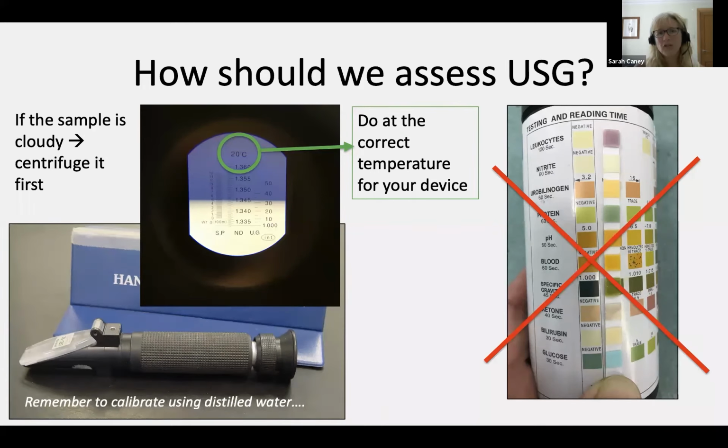A couple of extra points to make at this point: firstly, if your sample looks very turbid, very cloudy, then that can affect the USG, because the urine specific gravity is measuring solutes and anything really in that urine beyond water. So spinning it down and doing a specific gravity on the centrifuged sample would be sensible. Also, you'll notice that your refractometer is calibrated or designed to be used at a certain temperature, so check that you're doing your assessment at a temperature which your refractometer is designed to work at.